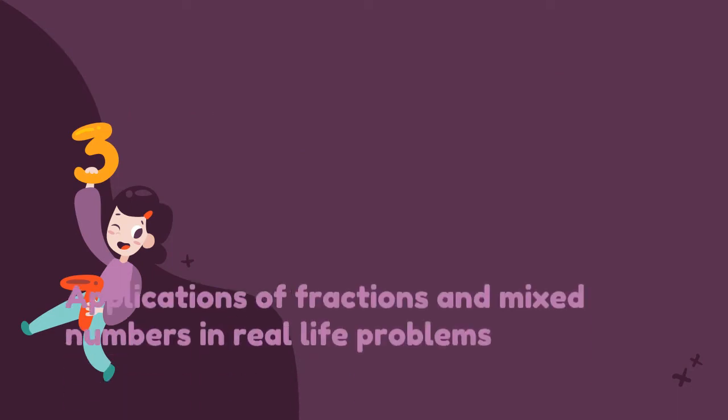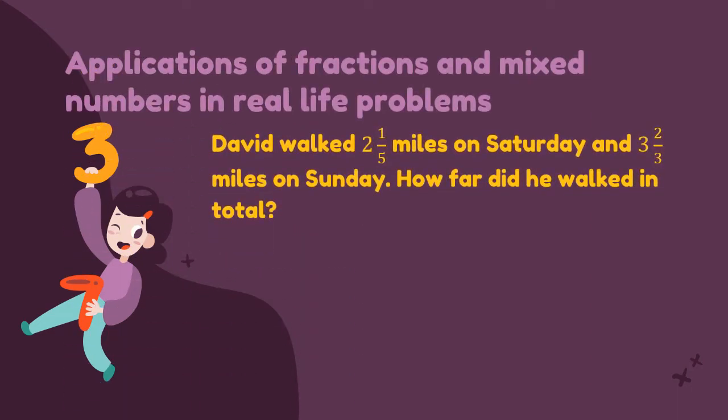Okay, let's have another example. David walked 2 and 1/5 miles on Saturday and 3 and 2/3 miles on Sunday. How far did he walk in total? So, in the problem, we have two values, 2 and 1/5 miles, walked by David on Saturday and 3 and 2/3 miles on Sunday. So, the question was, how far did he walk in total?